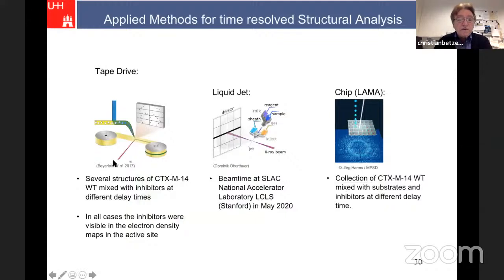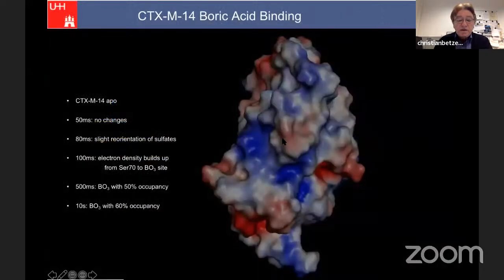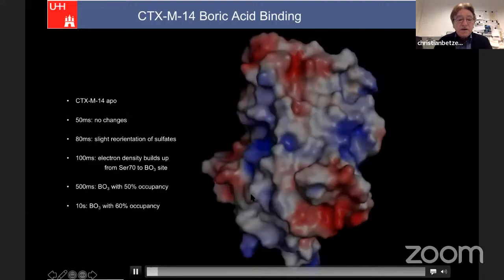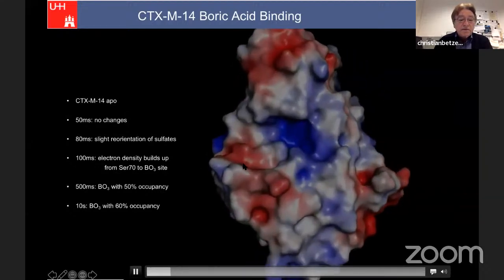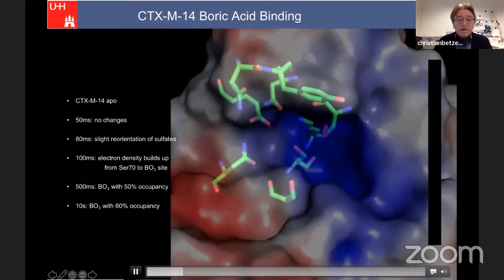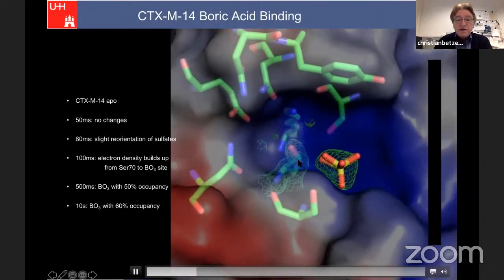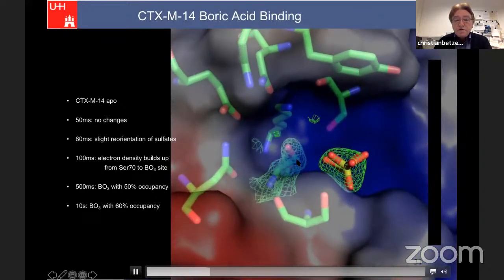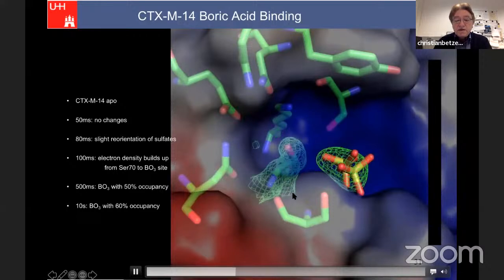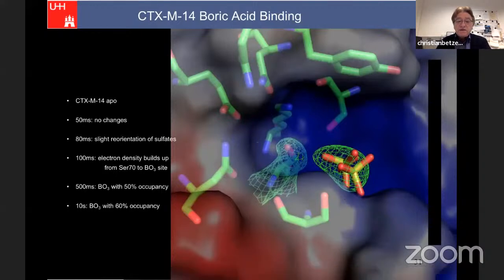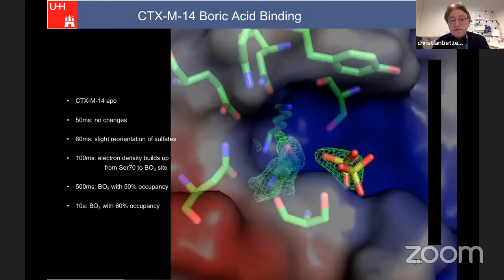And just as a scheme showing, we performed time-resolved experiments using tape drive, liquid jet, and chip. And this movie is starting showing the lactamase, and we added first boronic acid in the active site, and you see time resolved the evolution of a covalent bond in the active site. Just in steps, the electron density is changing. You see here different time points. And this is tremendous. This is a new feature in crystallography.